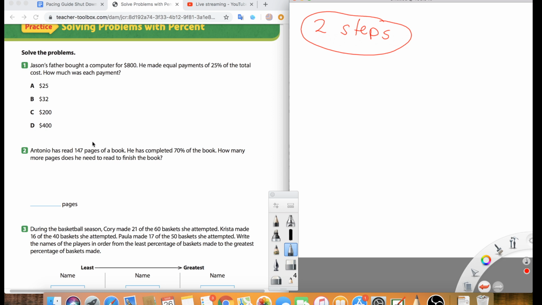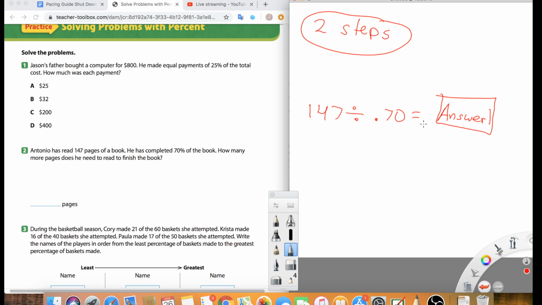So our answer is going to be more because this is only 70%. We want 100%. So that means our pages are going to be more than this. Because our answer is going to be more than the original number, that means we need to divide by the percentage. Now, when you do this, you're going to get an answer. We're going to call this answer 1. I don't want to give you the answer yet.